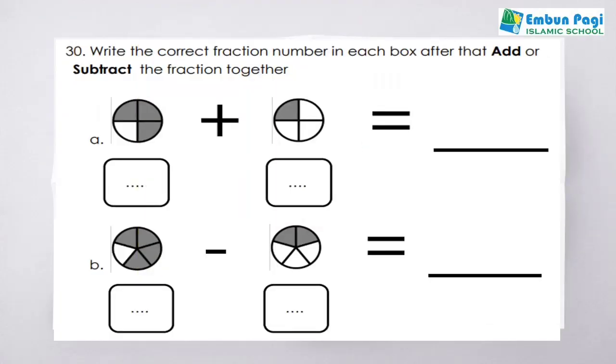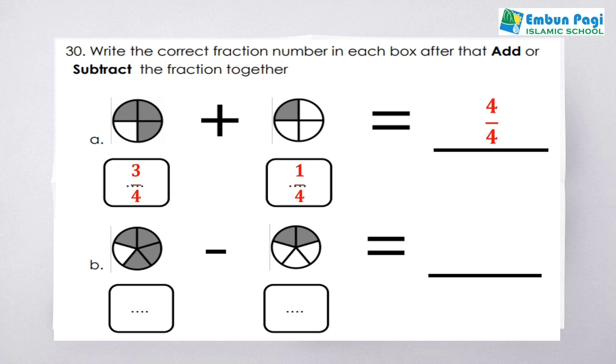Finally, we reached the last number of the review, which is number 30. It's still talking about addition and subtraction in fractions. Look at point A. We have 3 shaded parts out of 4 equal parts, so we got 3 quarters of the figure shaded. And 1 shaded part out of 4 equal parts, so we got 1 quarter of the figure shaded. Now we have 3 quarters plus 1 quarter equals 4 quarters.